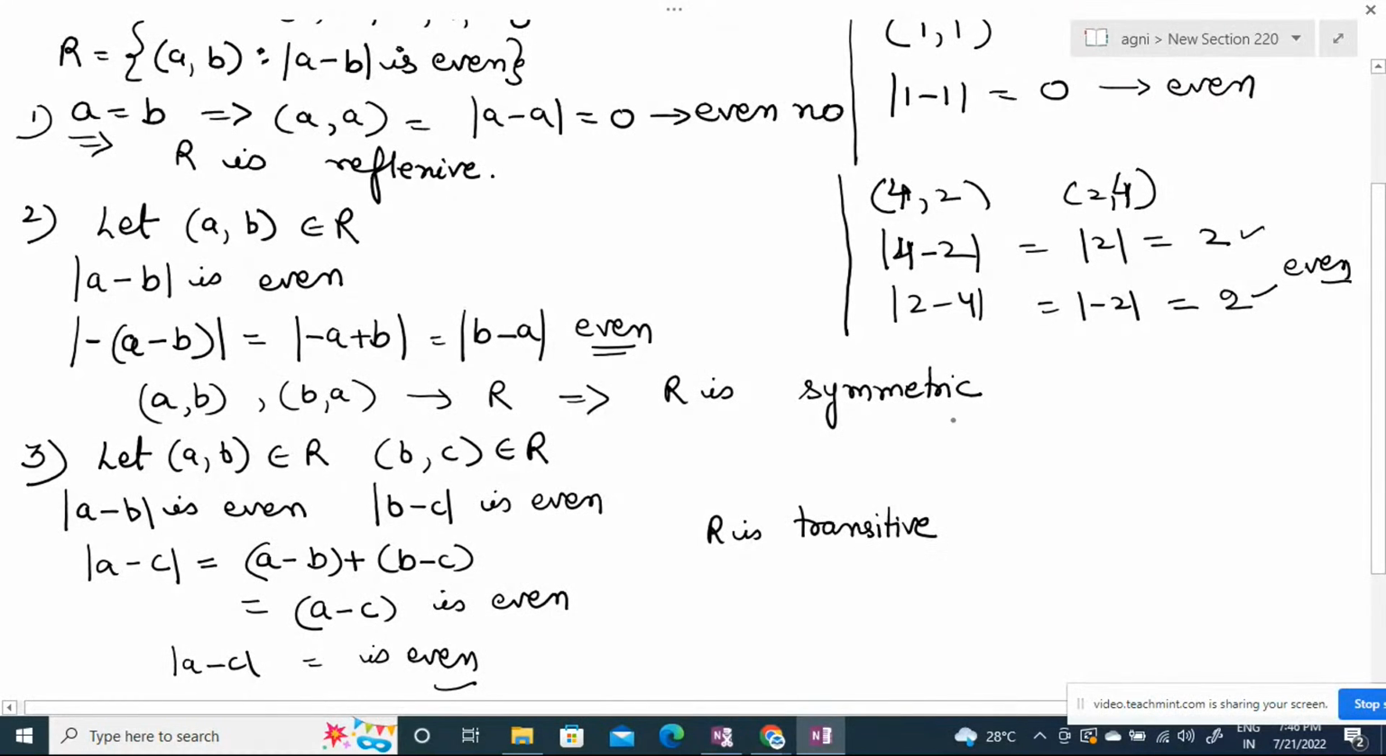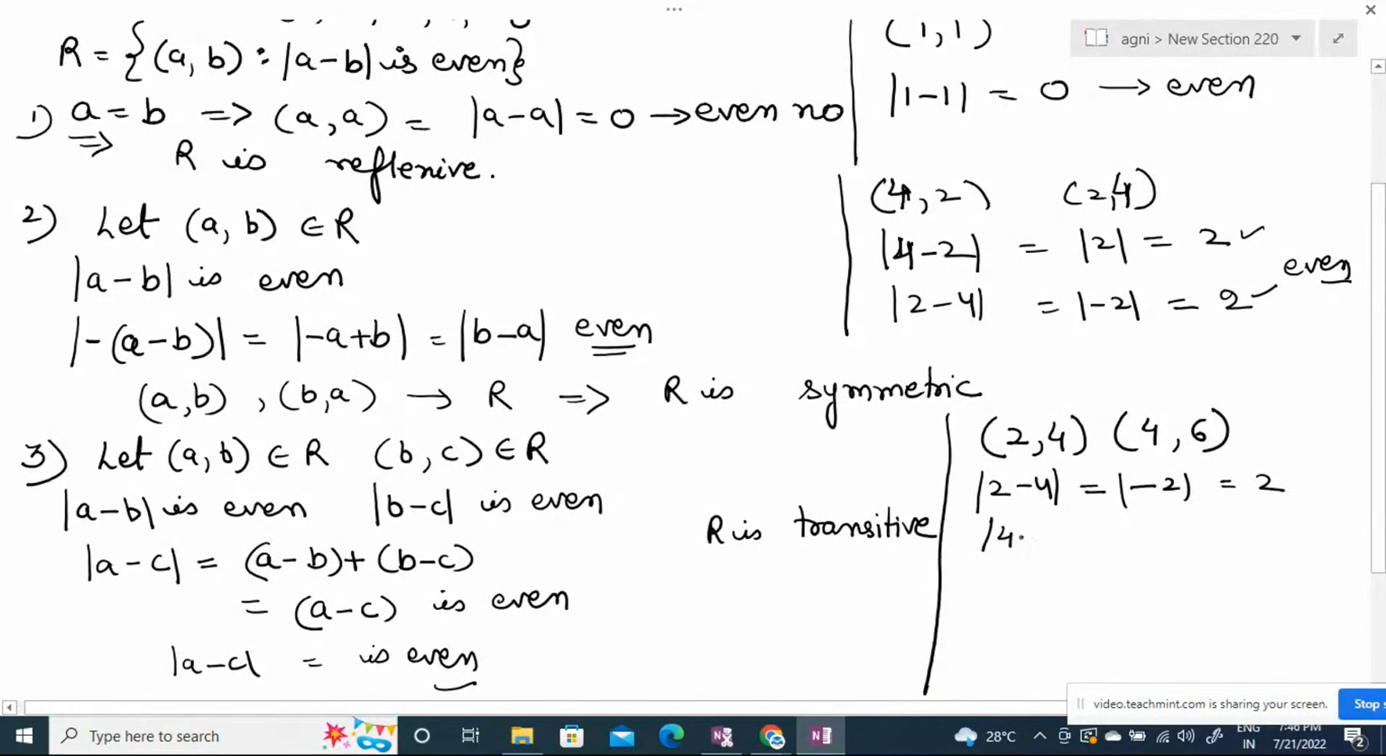So we can see this by one example. For example, I have taken a set like this: (2, 4), then (4, 6). Now if we find 2 minus 4, it is equal to minus 2, that is 2. Now 4 minus 6 is also minus 2, that is 2. Now 2 minus 6 is equal to minus 4, which is also 4. All of them are even numbers. So it supports transitivity. So we can say that it is a transitive relation.